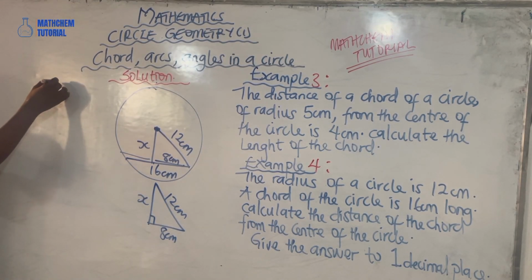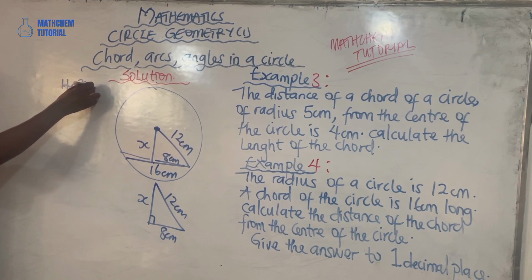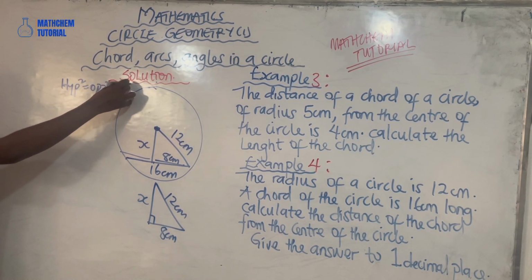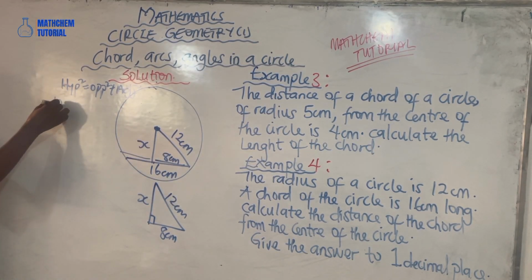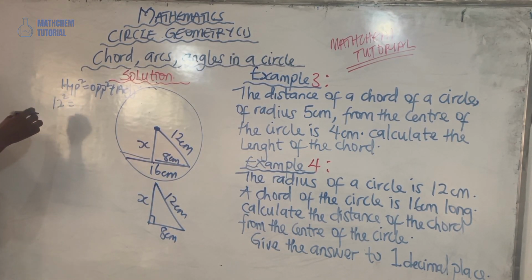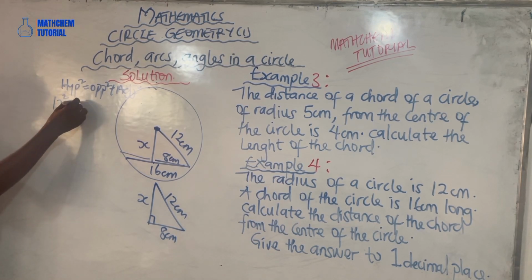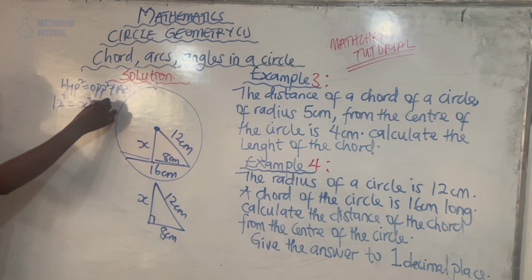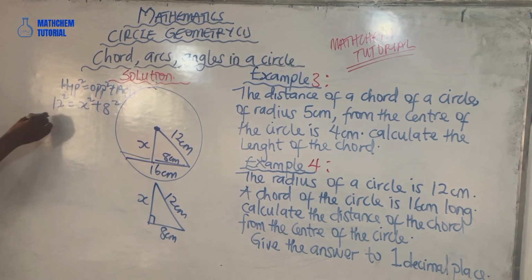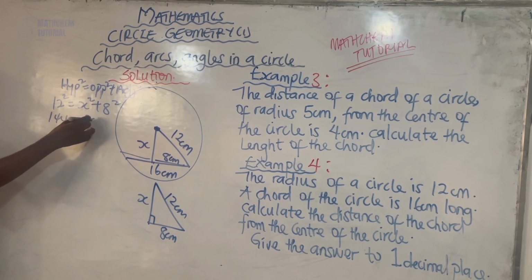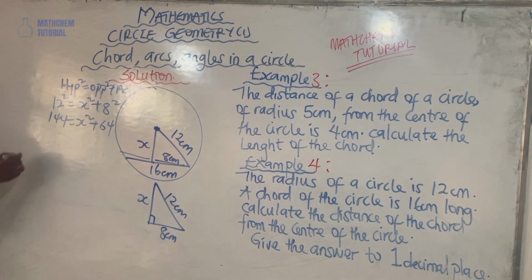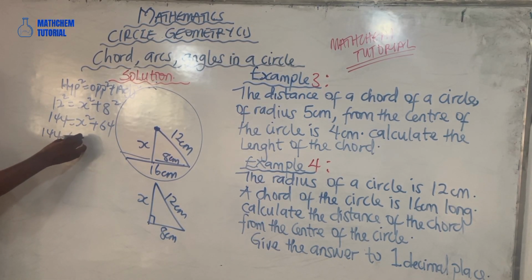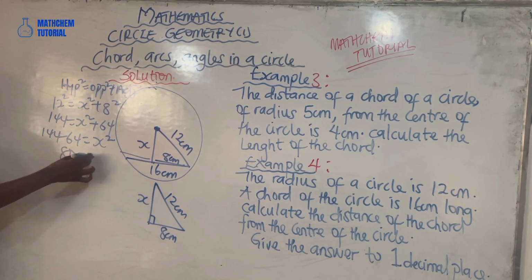So I will use my Pythagoras theorem as well, which says hypotenuse square equals the opposite square plus the adjacent square. So the hypotenuse is 12, that will be 12 square equals the opposite, that is x square, and the adjacent is 8, so plus 8 square. So 12 square is 144 equals x square, and 8 square is 64. If I collect my like terms, 144 minus 64 equals x square. 144 minus 64 is 80. 80 equals x square.